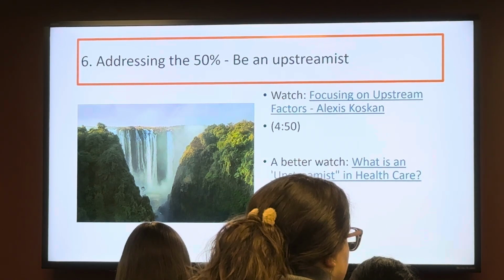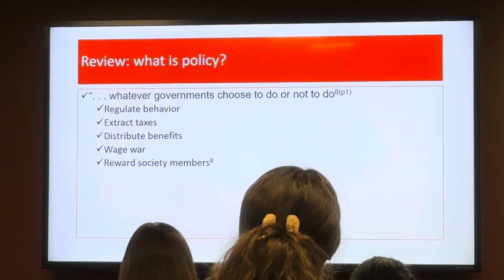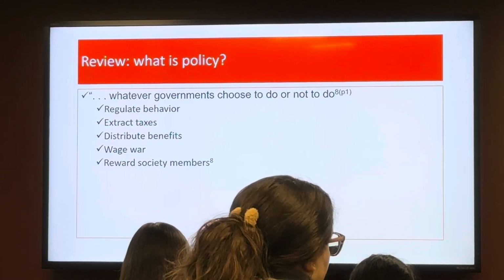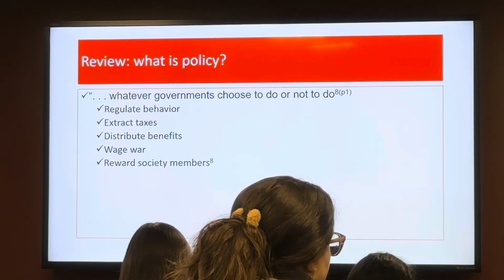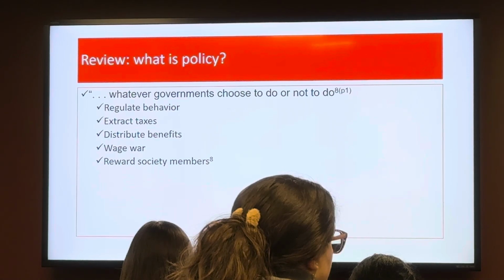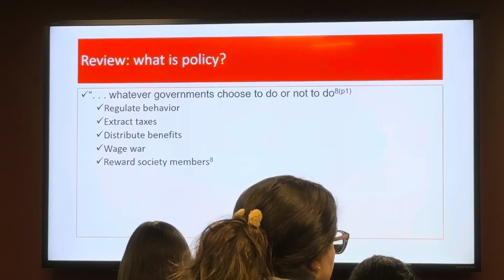We're good? Okay. All right, another little quick review. Last week we talked about policy, right? What is it? Whatever the government chooses to do or not to do. And we know what they can do. They can tax us, they can tell us what to do. They can give us benefits like Medicare and Medicaid and Social Security. I kind of like the Medicare and Social Security. It's getting more attractive.